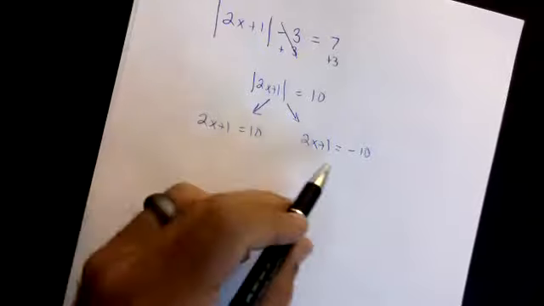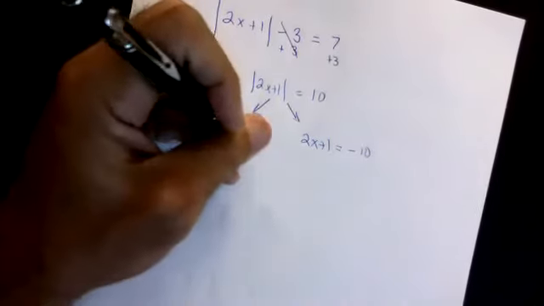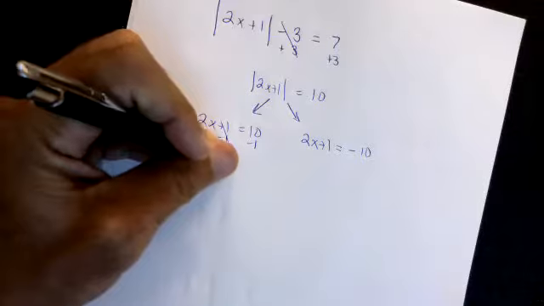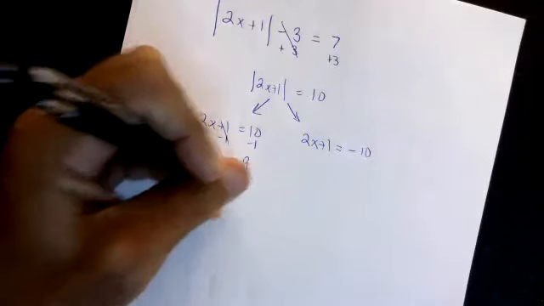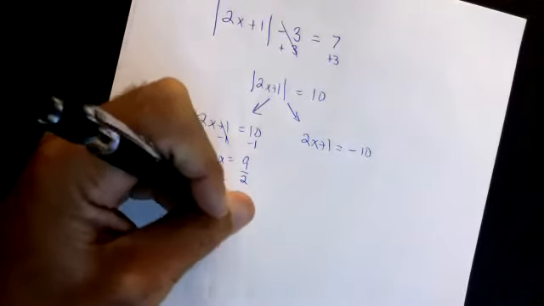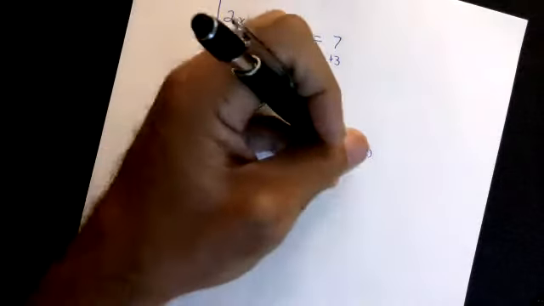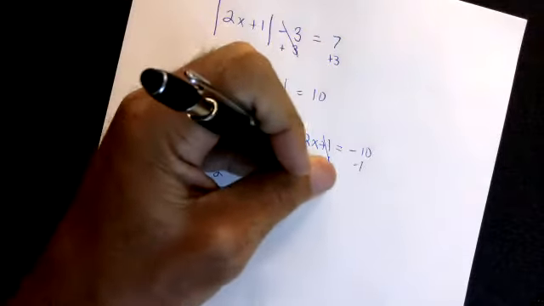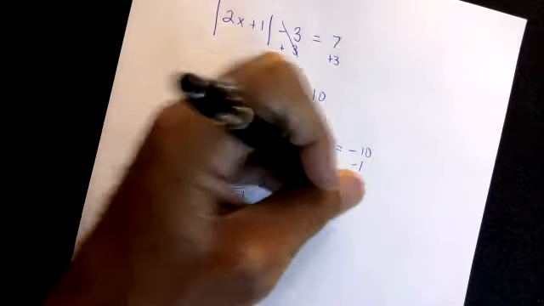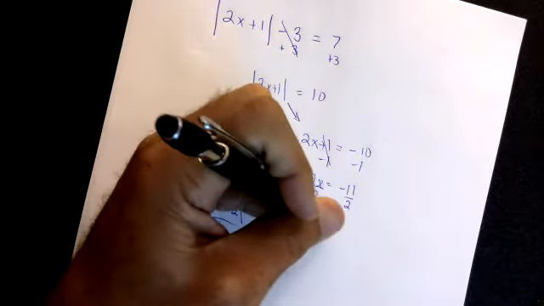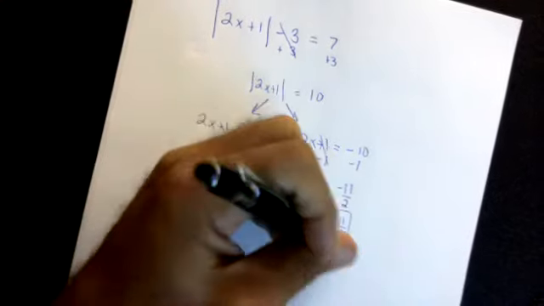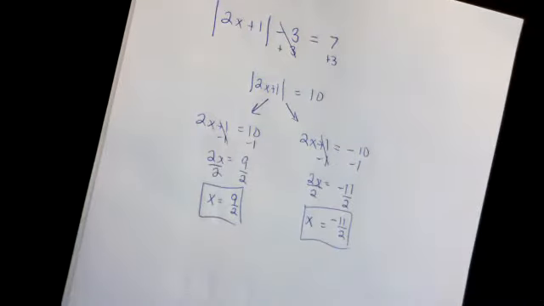Okay. So then we've got two equations that we need to solve. Subtract 1 from both sides, divide by 2, and x is going to equal 9 halves. That is one possible solution. Solve the other one in the same manner. To get rid of the plus 1, we're going to subtract. So 2x equals negative 11. Divide both sides by 2. X could equal negative 11 halves.